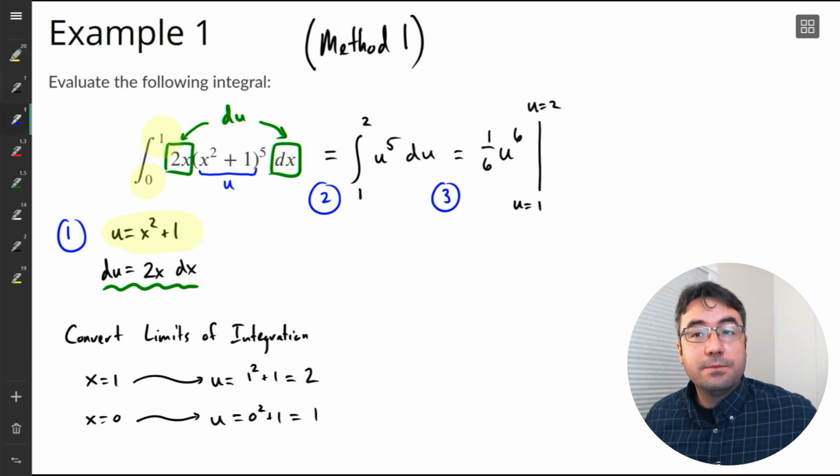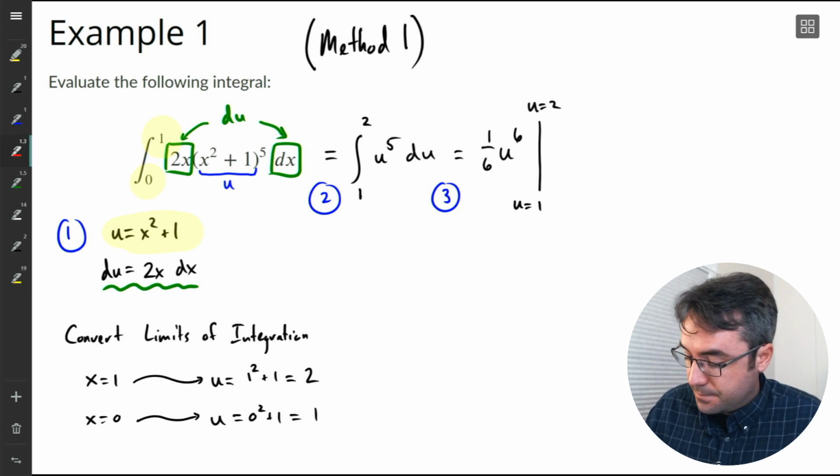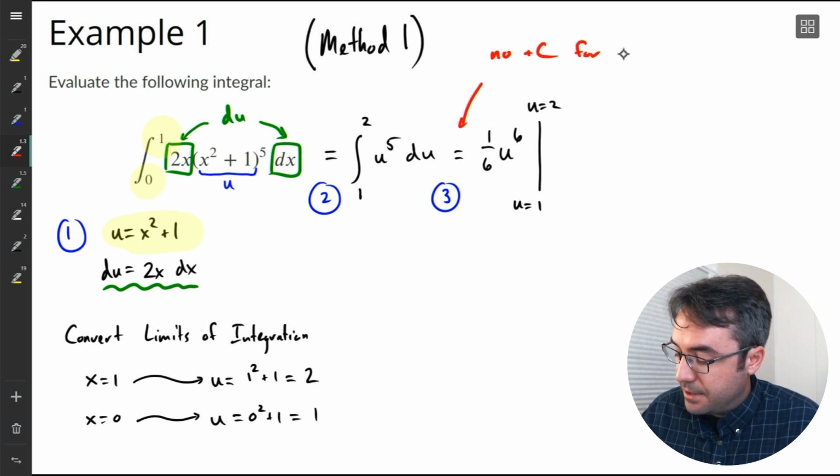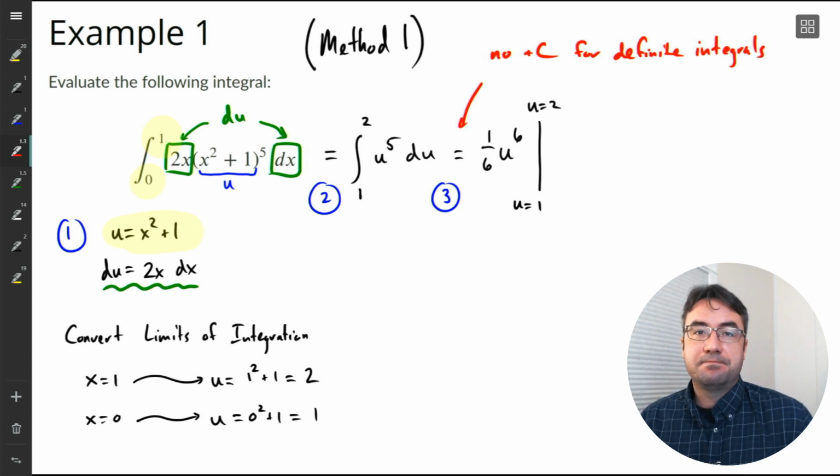Now notice that since we're doing a definite integral, just to mention this, we don't need to use that plus c for definite integrals. It ends up getting canceled out. I mean, you can put it in there, but it'll end up getting canceled out. So it's easier just not to include it.